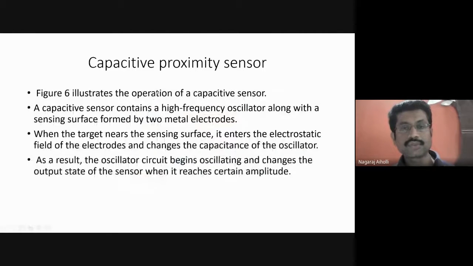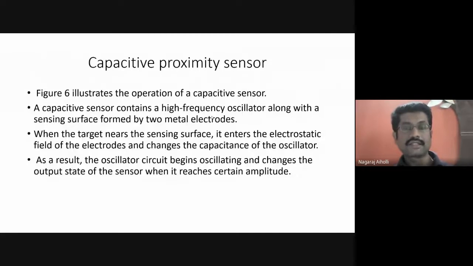The above figure shows the operation of a capacitive sensor. A capacitive sensor contains a high frequency oscillator along with a surface formed by two metal electrodes. The surface of the capacitive proximity sensor consists of two metallic electrodes. When the target nears the sensing surface, it enters the electrostatic field of the electrodes, and hence it changes the capacitance.